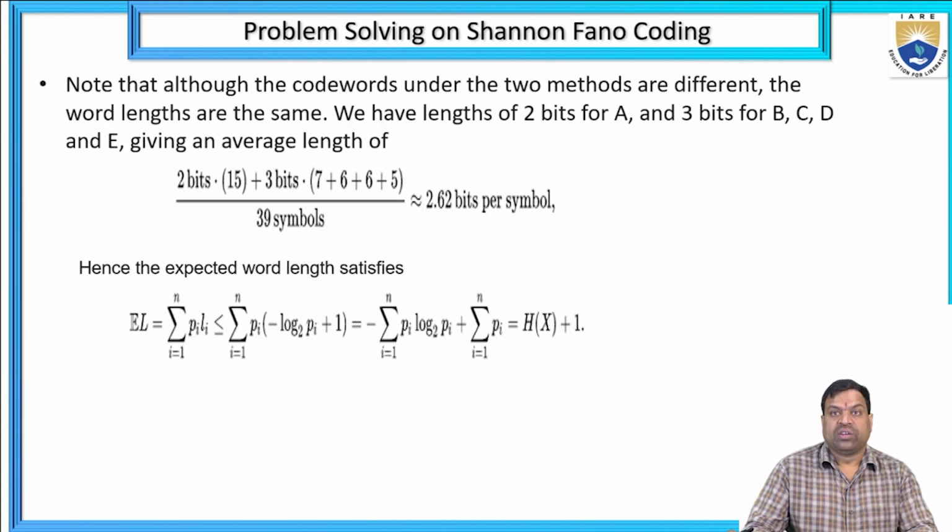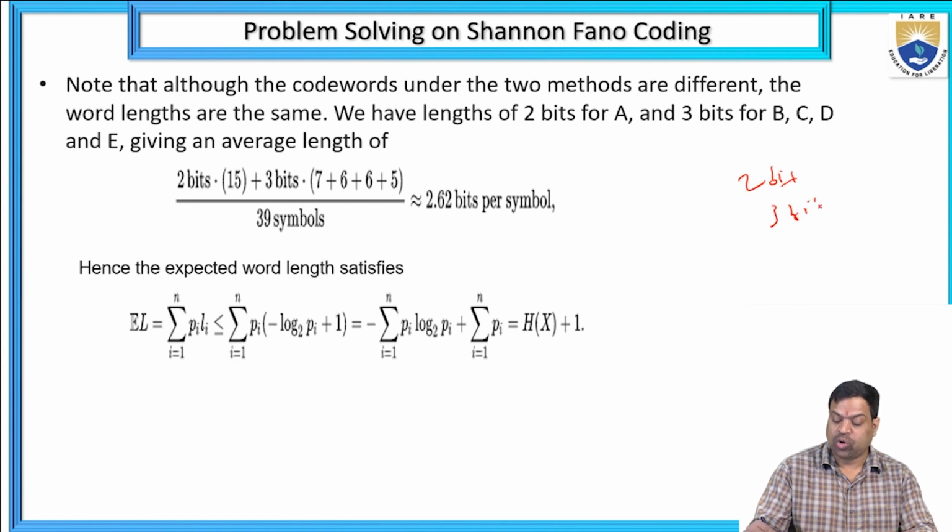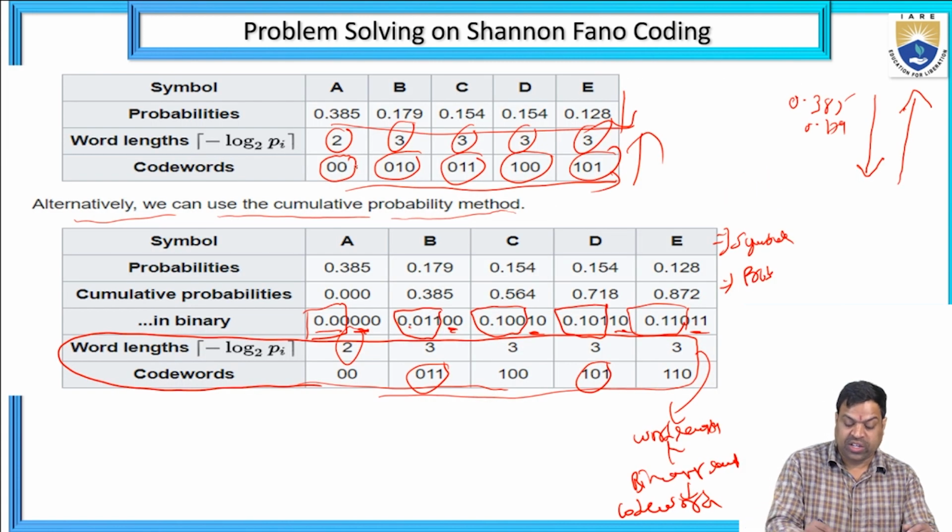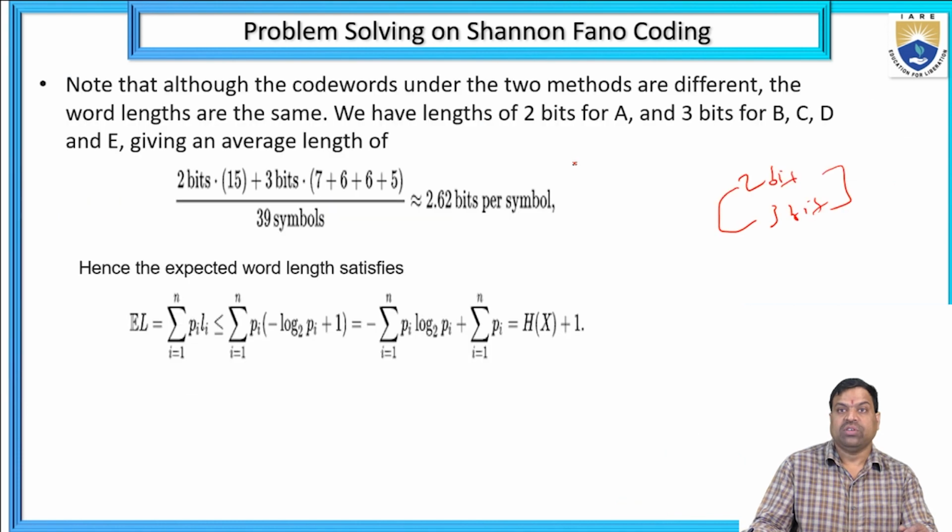So the code words under the two methods are different, but the word lengths are the same. We have lengths of 2 bits for A and 3 bits for B, C, D and E, given in the average length. So what are the minimum bits? 2 bits and 3 bits. Only these two. We can observe here it is 2 bits, 3 bits, 3 bits, 3 bits and 3 bits.